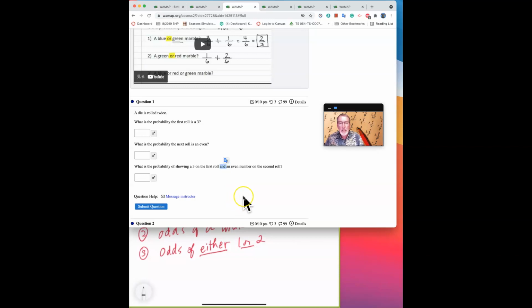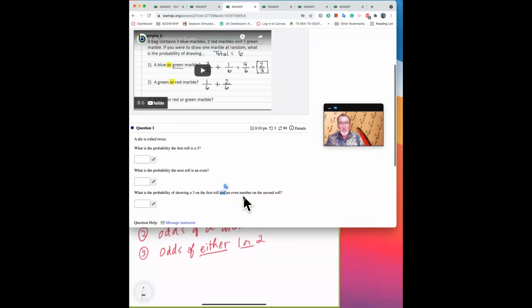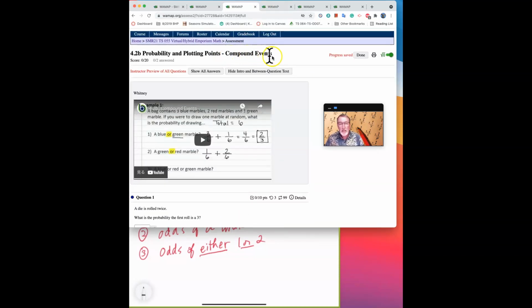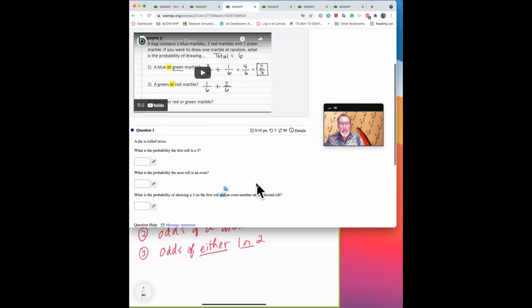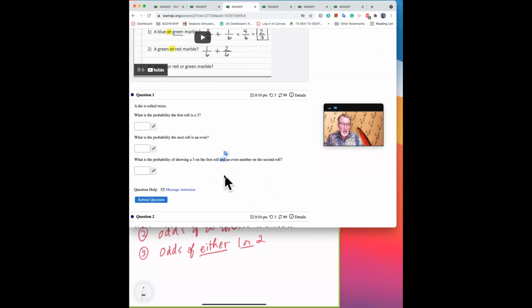So that's a compound event, and they are connected by an and. So that's a cue to multiply your two answers from the first two. You multiply the first two answers together to get the odds of doing both on the last one. So let's take a look at the tablet.